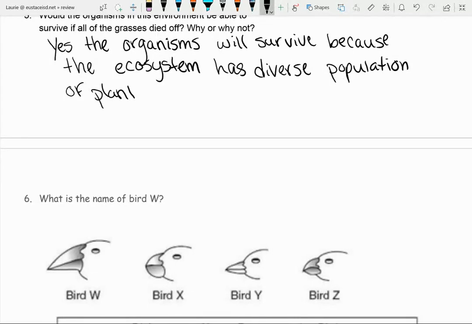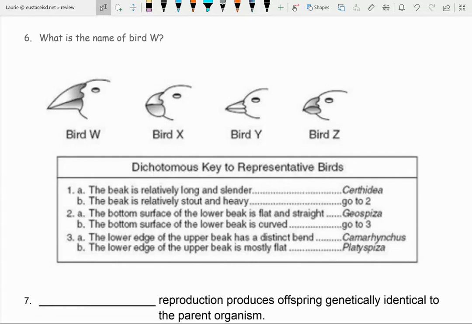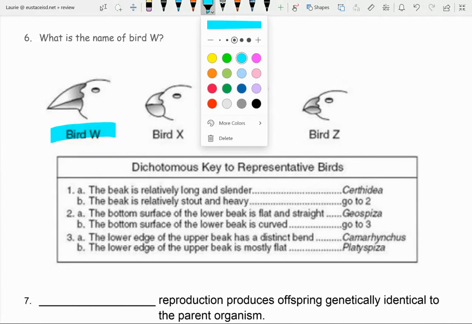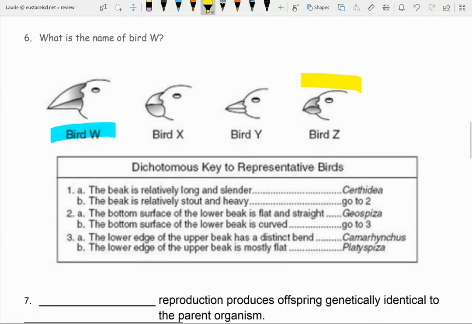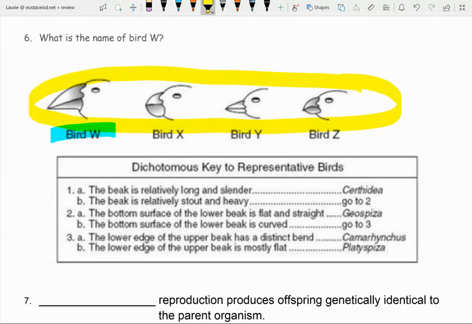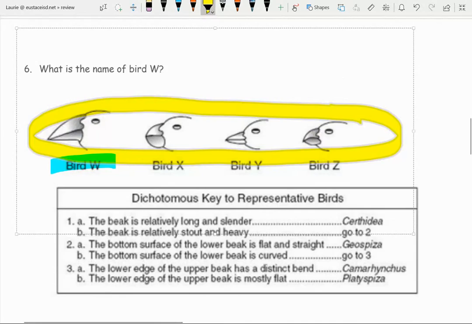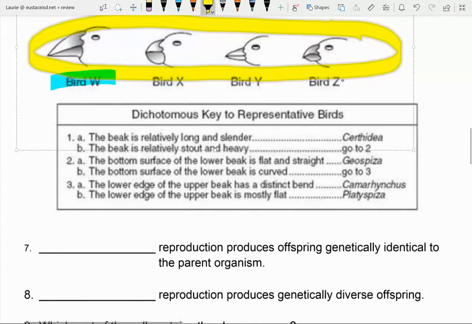Okay, on the next one, we are working through a dichotomous key. So they're wanting us to find bird W. And let me say, the biggest issue that my students here in class have had is they're forgetting that when you're looking at a dichotomous key, you are comparing the birds relative to each other. So when you're looking at the characteristics, you want to compare them to everybody else in this group. For example, we have two choices here. We have the beak is relatively long and slender.